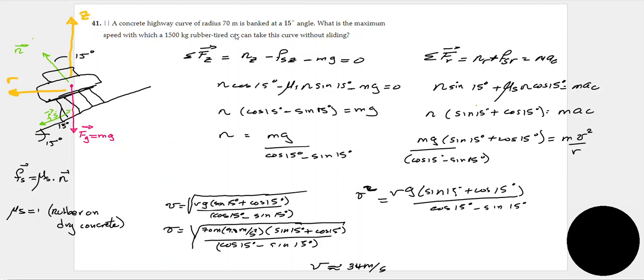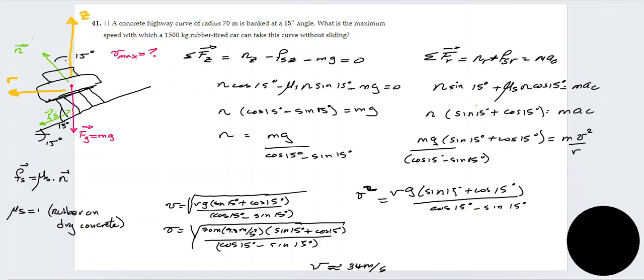The statement of the problem is this. They say a concrete highway curve of radius 70 meters is banked at a 15-degree angle. So what is the maximum speed with which a 1,500 kilogram rubber-tire car can take this curve without sliding? So we want to calculate here the maximum speed of the car while taking the curve. So overall, here is v maximum.